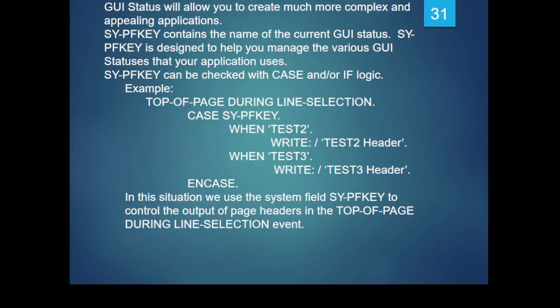Right here, when the SY-PFKEY is test2, we write in the header that this is the test2 header, and for the value test3 of the system variable SY-PFKEY, the header will write test3 header. In this situation, we use the system field SY-PFKEY to control the output of the page header in the top of page during the line selection event. So it is very helpful in the top of page event.